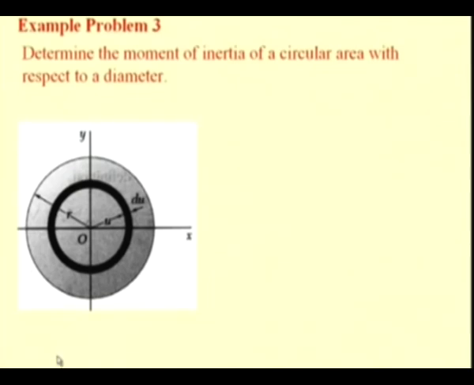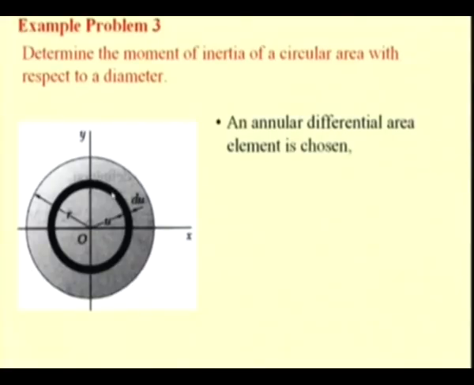Let us take one example. Here we see a circular area and we are interested to find the moment of inertia of the circular area with respect to this diametrical line, say with respect to this x axis. This problem we solve by first finding the polar moment of inertia with respect to the z axis, and then we determine the rectangular moments of inertia, that is Ix.